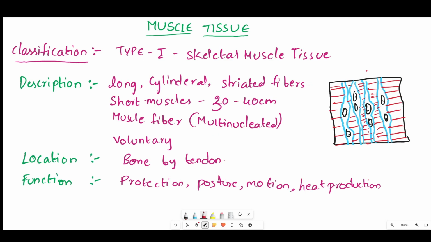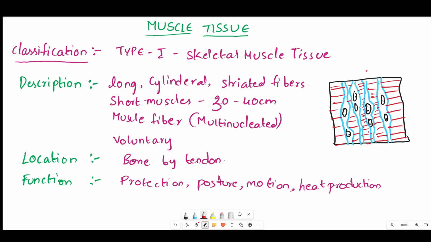Coming to the classification of the muscle tissue, we have three different classes which are divided based on location and structural and functional features. The first one is the skeletal muscle tissue. Coming to its description, it has long, cylindrical and striated fibers, and the muscles have a length of 30 to 40 centimeters, with muscle fibers that are multinucleated, and its actions are voluntary.